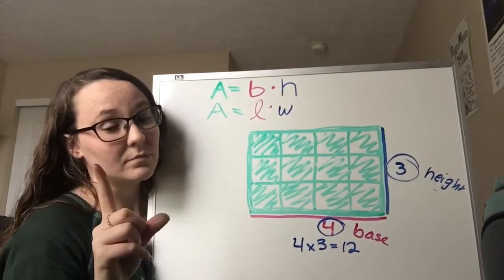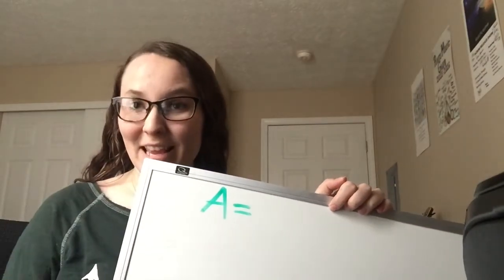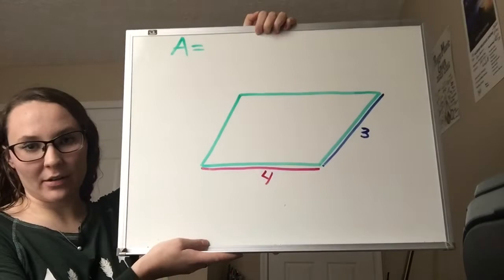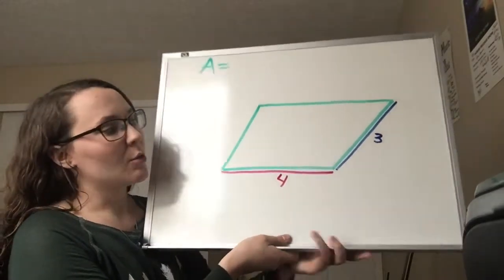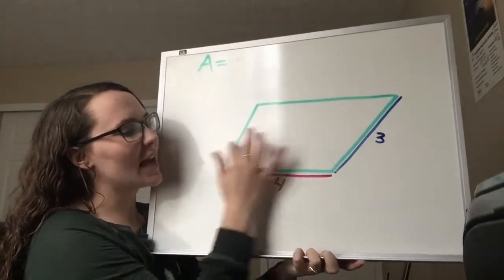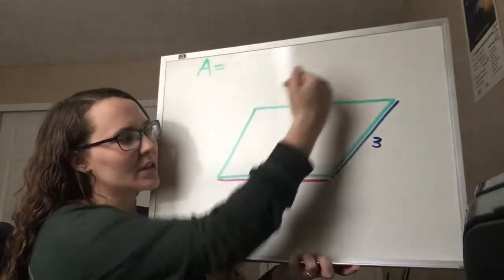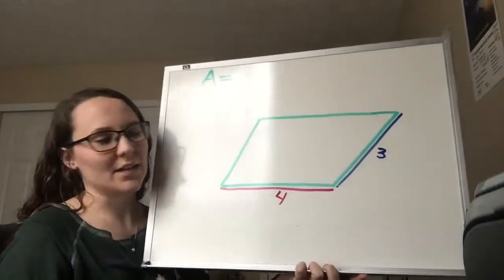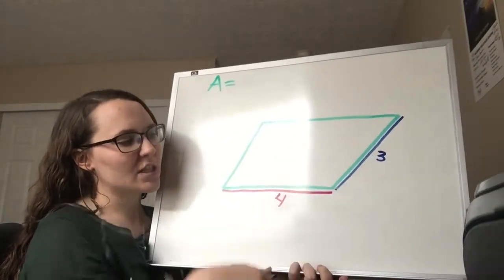The reason why we usually refer to it as base times height is because of this shape, parallelograms. So right now we're going to talk about parallelograms. A parallelogram is a shape that has two sets of parallel sides. These sides are parallel, meaning they will never intersect, and the bottom and the top are parallel. They will never intersect. All we did was basically take our rectangle and smush it to the side.